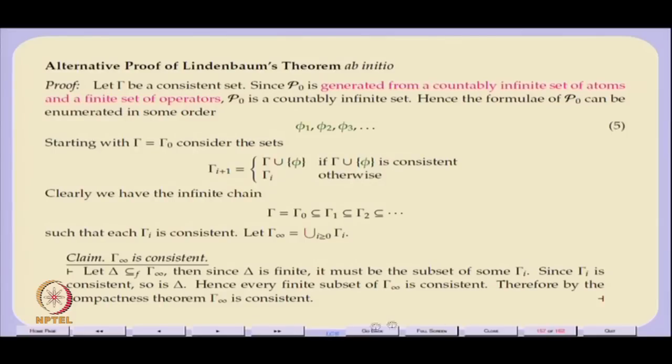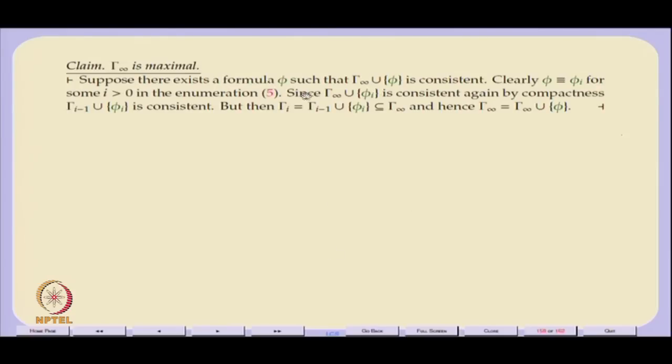Right, and the fact that you cannot add any more: you suppose that there is some formula phi such that gamma infinity union phi is consistent, then phi is some phi I for some I greater than or equal to 0 in the enumeration, and since gamma infinity union phi is consistent, again by compactness gamma I minus 1 union phi I is consistent, which is because it is a subset of gamma infinity union phi I. But gamma I minus 1 union phi I is the same as gamma I, and gamma I is consistent, and therefore, you have not added any new element, right.